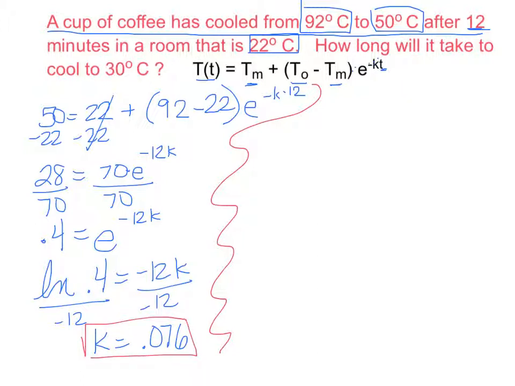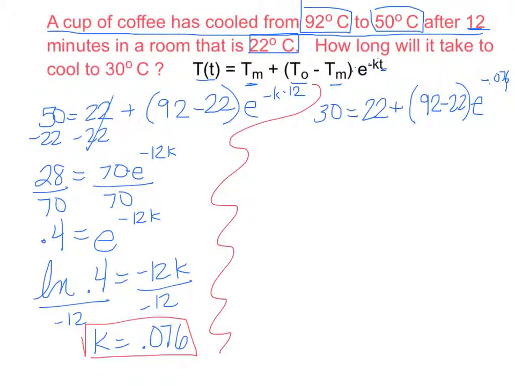All right, so all of that work was so that we were able to find the K value. So now we start over, and we're going to answer the second question, which is this right here. How long will it take to cool to 30 degrees? Okay, so what that means is now my ending temperature is 30 equals the surrounding medium is still 22 plus the original is still 92 minus the surrounding medium, it's still 22, times e to the negative, and my K value is 0.076. And then what I don't know this time is the T.